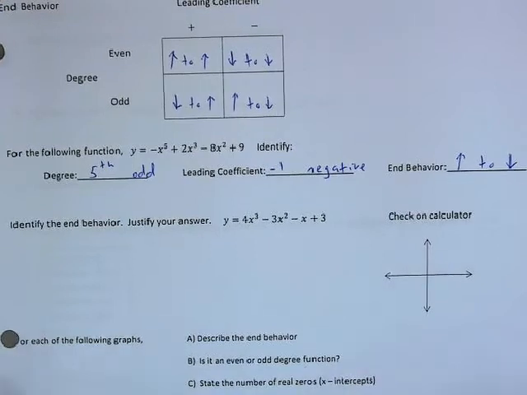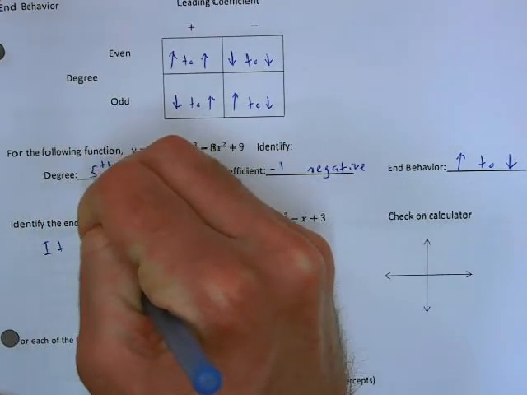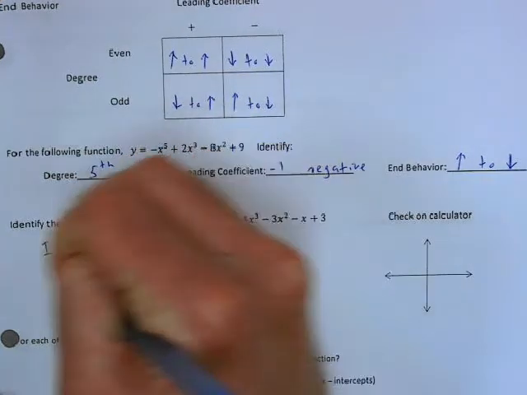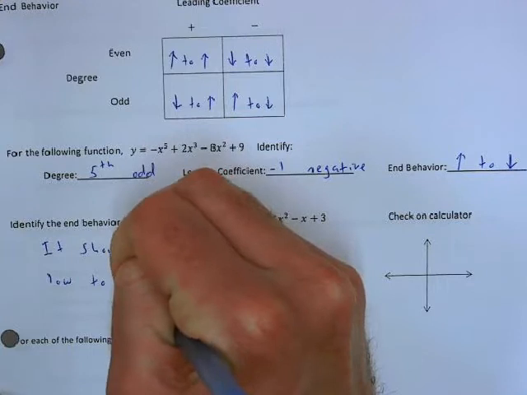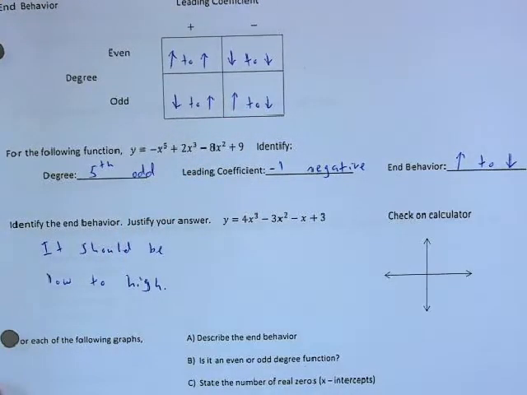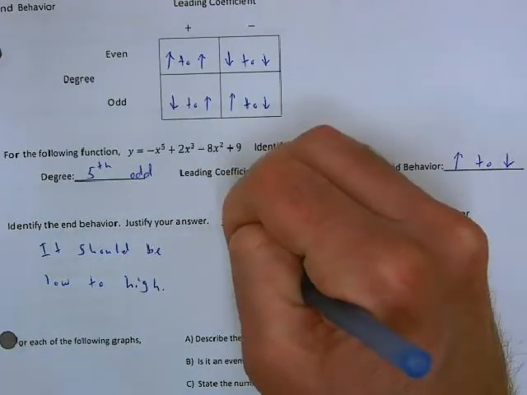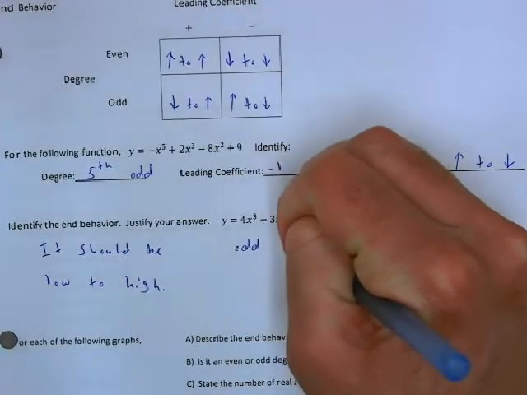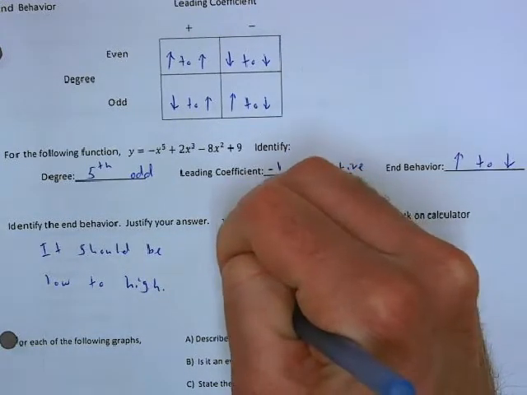Okay, so we can say it should be low to high. Okay, and then why is that? We can put odd degree and a positive coefficient.